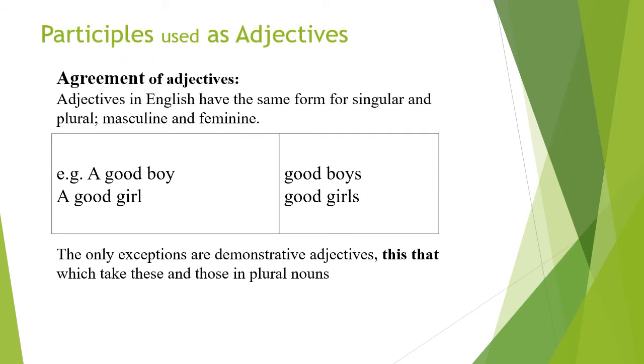Adjectives in English have the same form for singular and plural, masculine and feminine. So we can have an example here: a good boy, good boys; a good girl, good girls. The only exception that we have are the demonstrative adjectives, this and that, which simply take these and those with plural nouns.